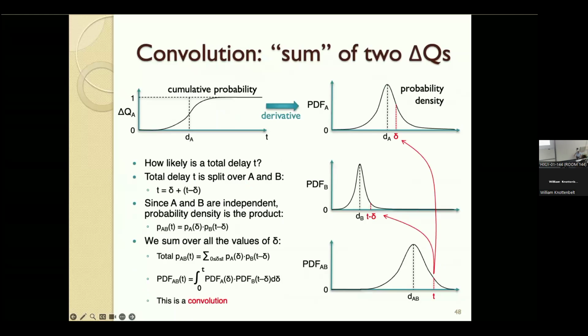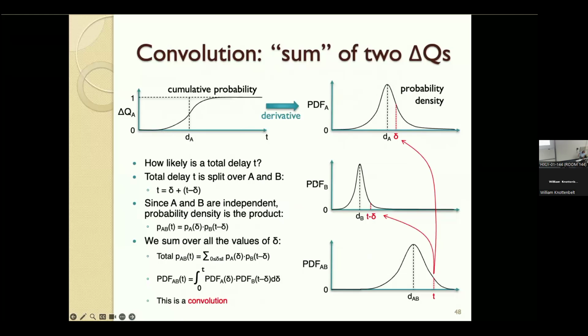So let me give you the intuition, because convolution is actually a really important operation in real systems. Here we have an example. Here's the delta QA, and it's a cumulative distribution function. We will look at the probability density, that's the derivative of this. So it's very high when the probability is increasing very fast, okay? That means there's more chance of the delay having a high probability density.